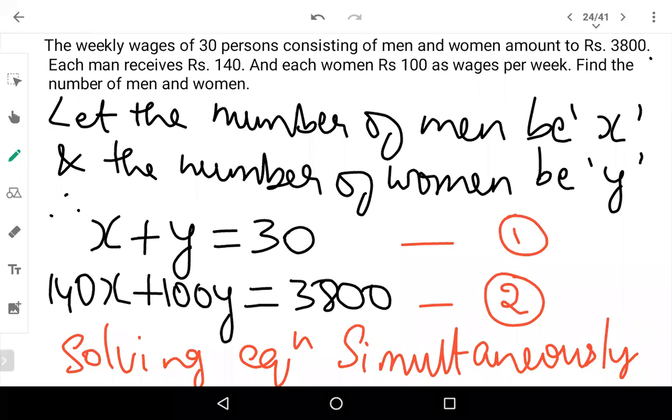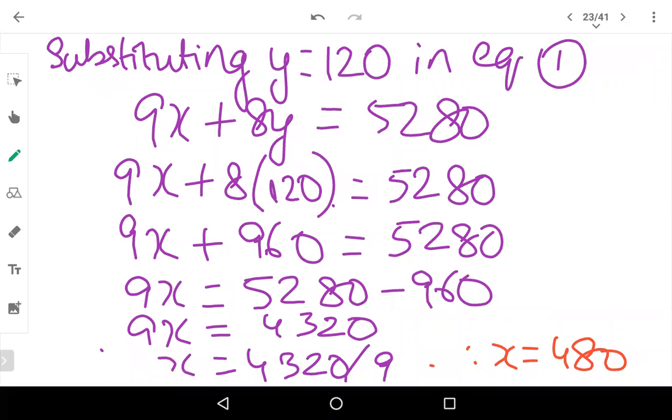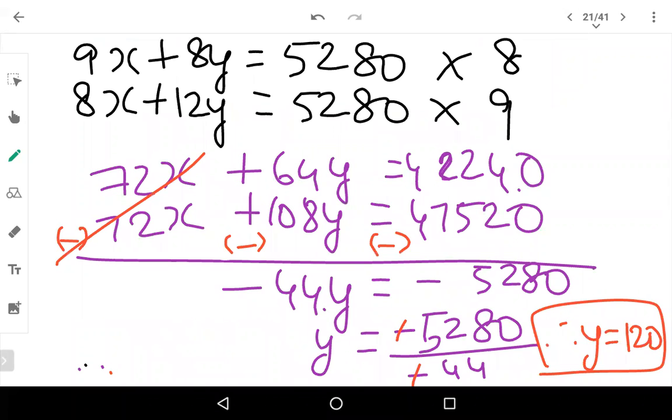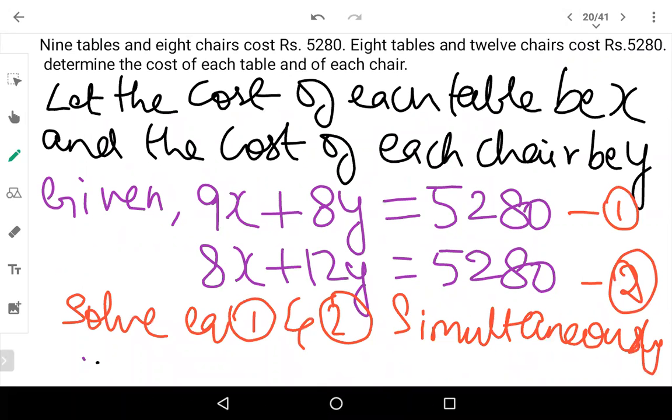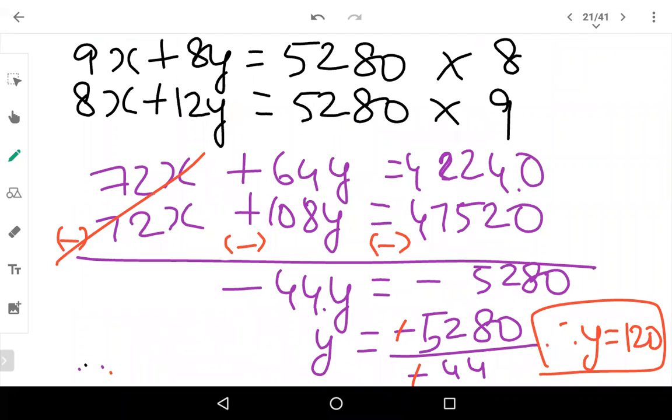Now we have to write a conclusion here. We cannot just leave it like that because it's a statement problem. In statement problems, we have to give a conclusion because we would have assigned the values for x as well as y. So we have to give the conclusion.